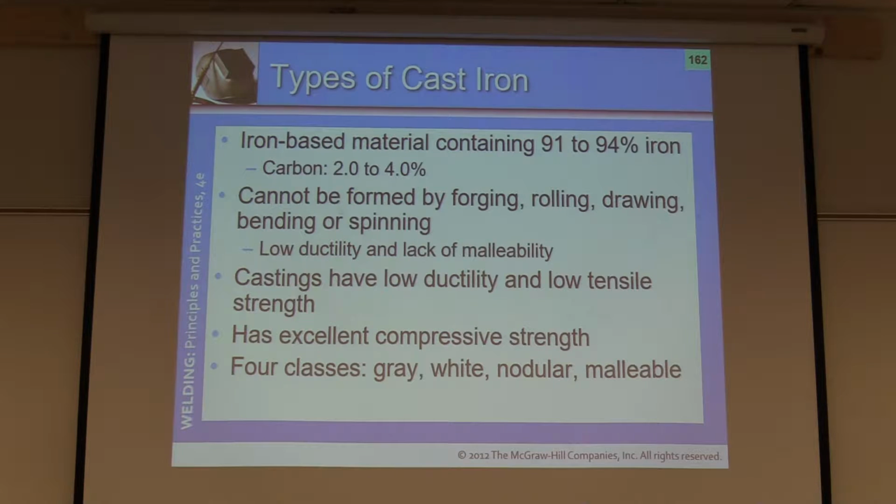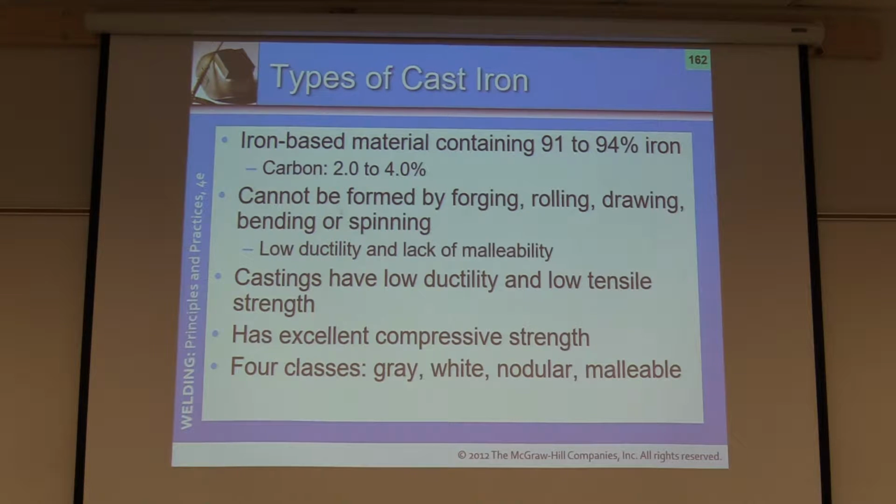So iron-based materials contain 91 to 94% iron. Look at the carbon percentage, it's really high, 2 to 4%. It can't be formed by forging, rolling, drawing, bending, or spinning. Low ductility, a lack of malleability, very brittle, very heavy, very hard. Castings have low ductility, low tensile strength, excellent compression strength, which is why we use them on things like railroad tracks.